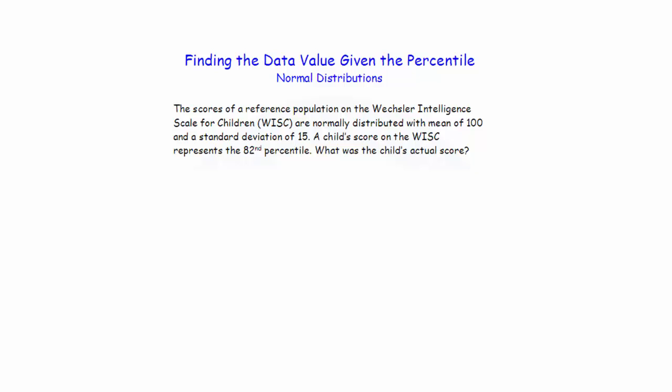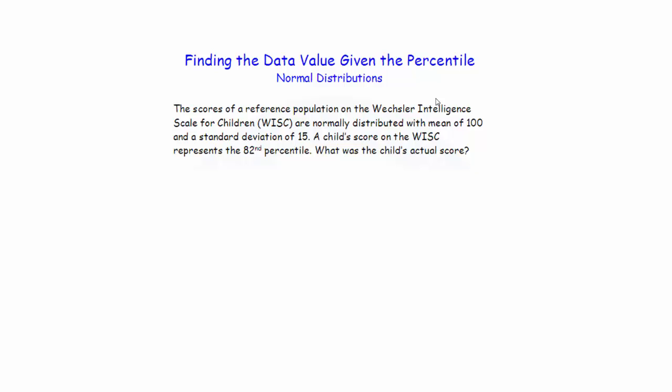So here's a problem. The scores for a reference population on the Wechsler Intelligence Scale for Children are normally distributed with a mean of 100 and a standard deviation of 15. As you can see, anytime we have a normal distribution, we have to be given the mean and we have to be given the standard deviation. And in this case, the mean is 100 and the standard deviation is 15. We want to know the child's score that represents the 82nd percentile. What is the first thing that we do?